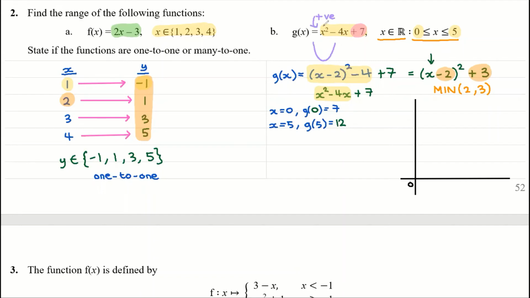So it's going to cut at 7. It's got a minimum at 2, 3. So let's see if we can get this right. So it's maybe going to do something like that. Okay, I've done my best with that. So let's just label everything.